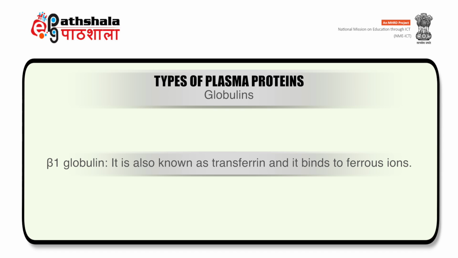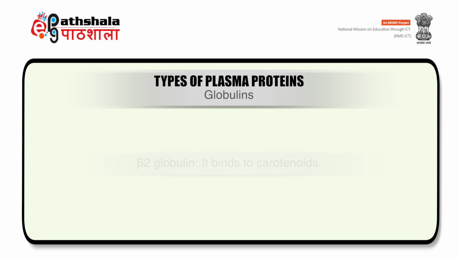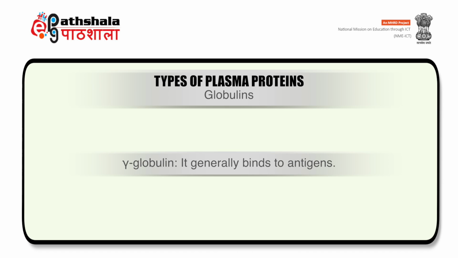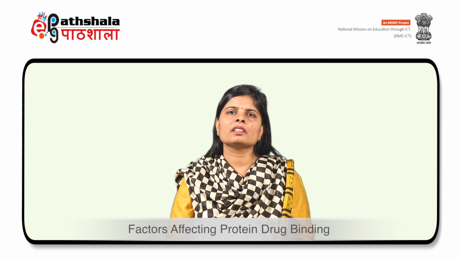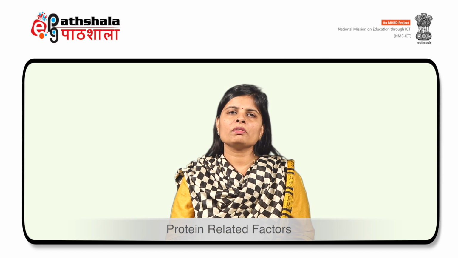Beta 1 globulin, also known as transferrin, binds to ferrous ions. Beta 2 globulins bind to carotenoids, and the gamma globulins generally bind to antigens. The different types of plasma proteins and their characteristics have been summarized in table 1 as shown on the screen. Now, let us study the various factors that affect protein drug binding. First of all, we will study the protein related factors.